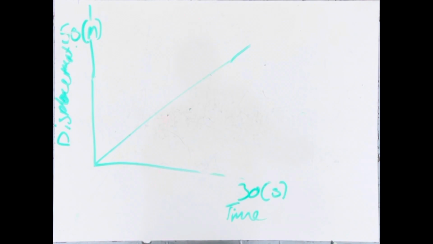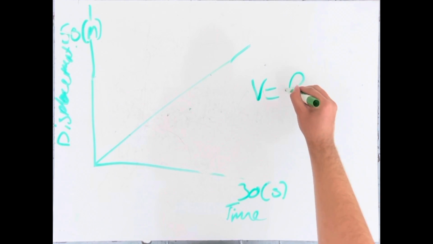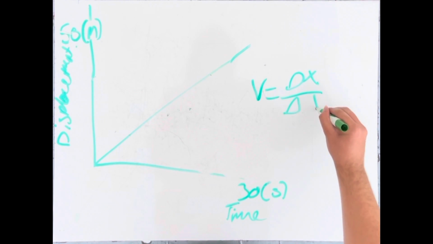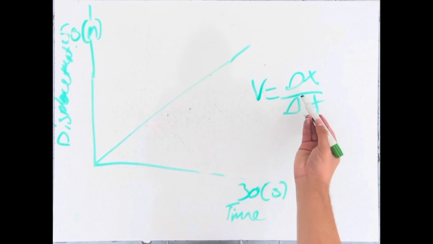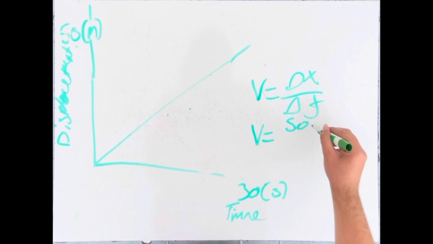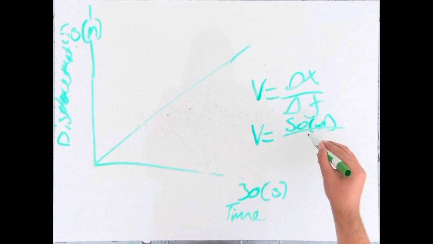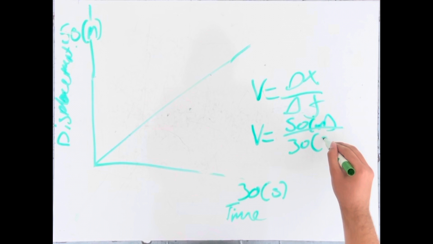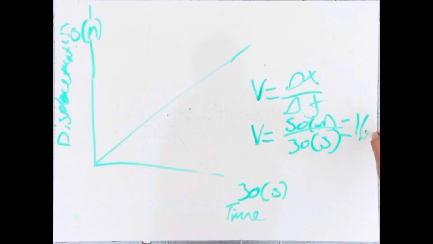So to find the velocity in the displacement versus time graph, you're going to need velocity equals delta x over delta t, and then to find it, you're going to do velocity equals 50 m over 30 seconds, and that's going to equal 1.6 meters per second.